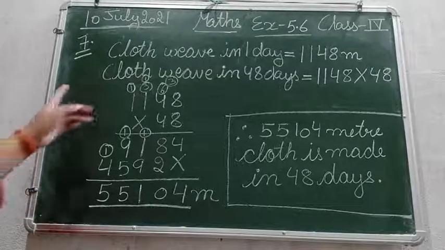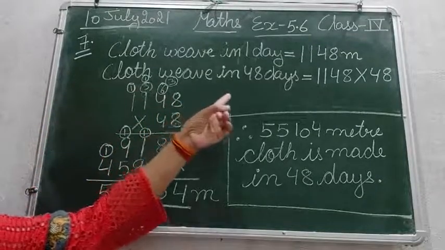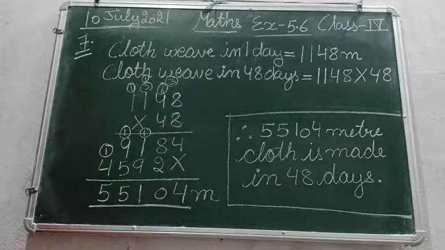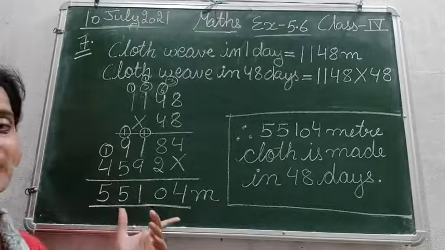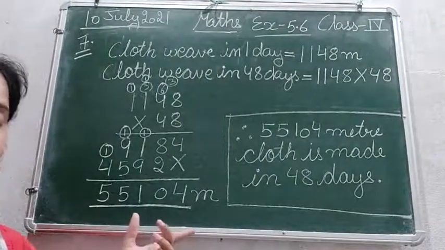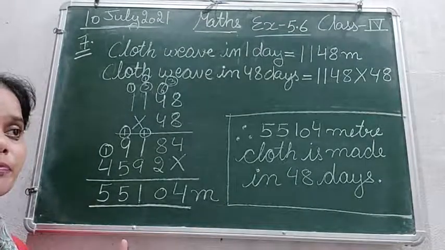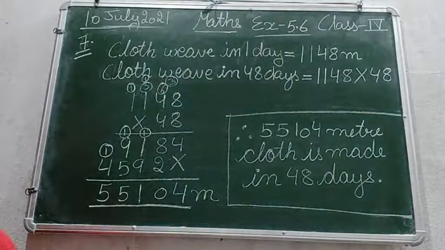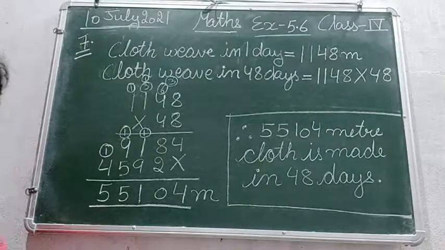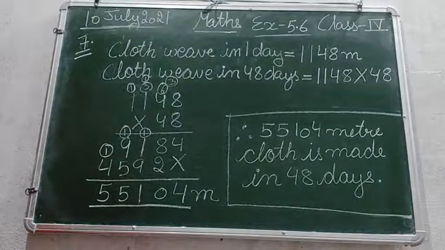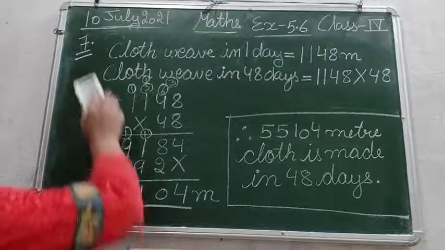So cloth weave in 1 day is given, cloth weave in 48 days we have calculated by multiplying them and after multiplication we got 55,104. This is the total measurement of cloth that is woven in 48 days. Clear? So this is the solution of question number 7. You can pause it here and note it down in your notebooks. Chaliye. Now we are moving to the next.